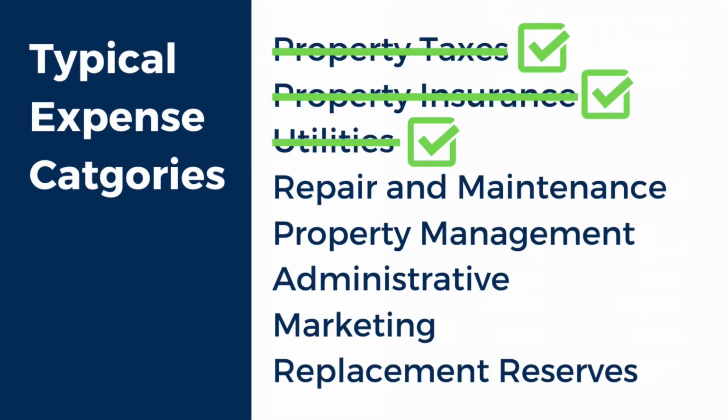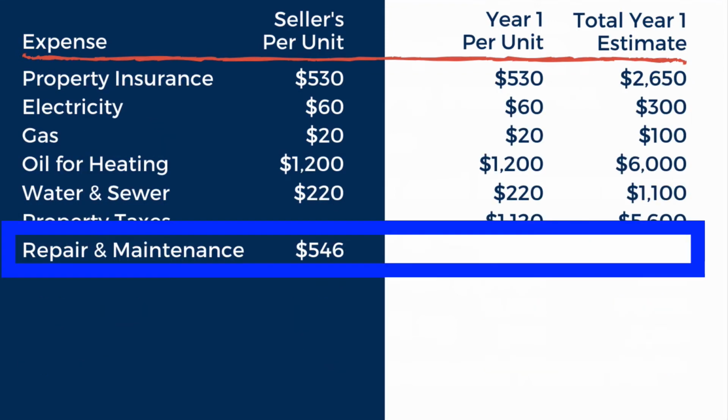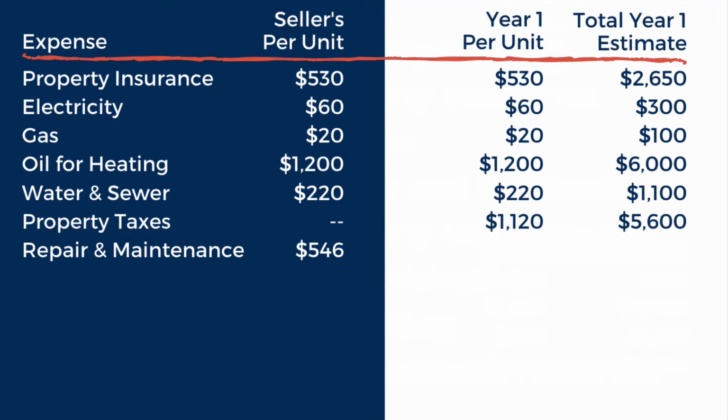The next category is repair and maintenance. There are 5 items here that make up repair and maintenance. When I look at repair and maintenance, I look at the overall cost, which I'd expect to be around $800 per unit for this type of property. So what I'm going to do is add all those individual items together and combine them into one repair and maintenance line. All those 5 costs add up to $550 a unit. That's lower than what I'd expect it would be at $800 a unit. So I'm going to go with my number, $800 a unit, and I'm going to multiply that times 5, and that results in an estimate of $4,000 for that expense in year 1.